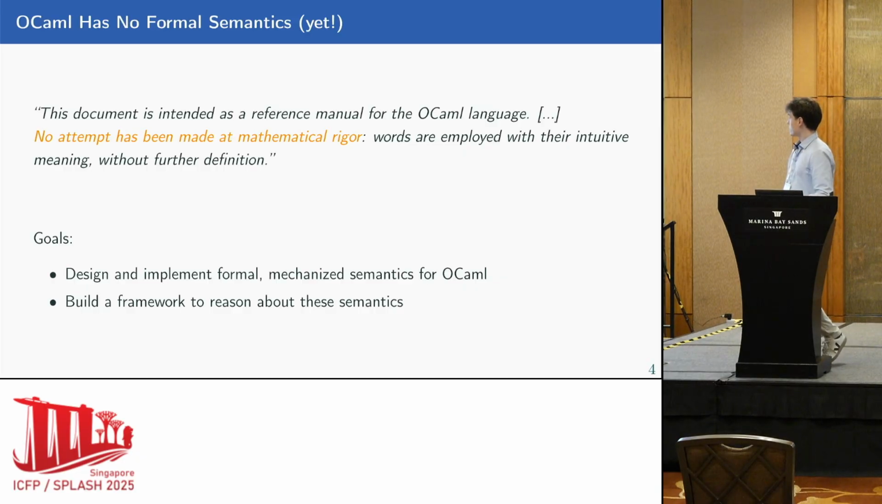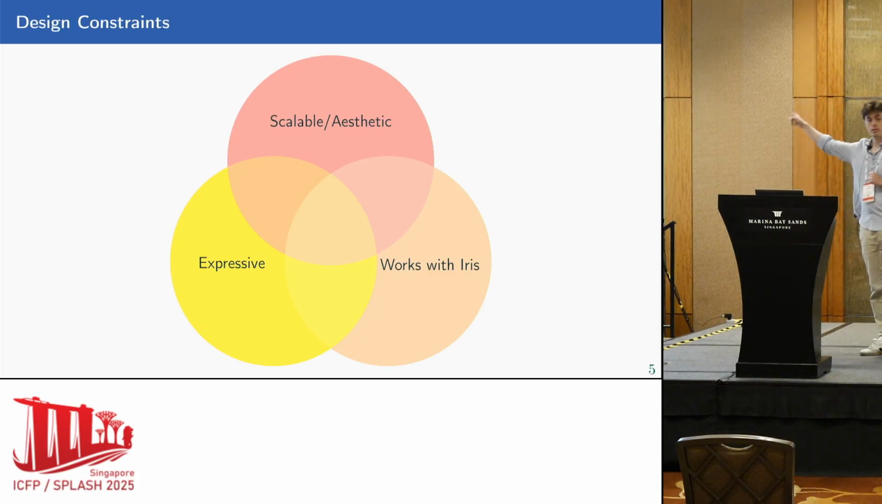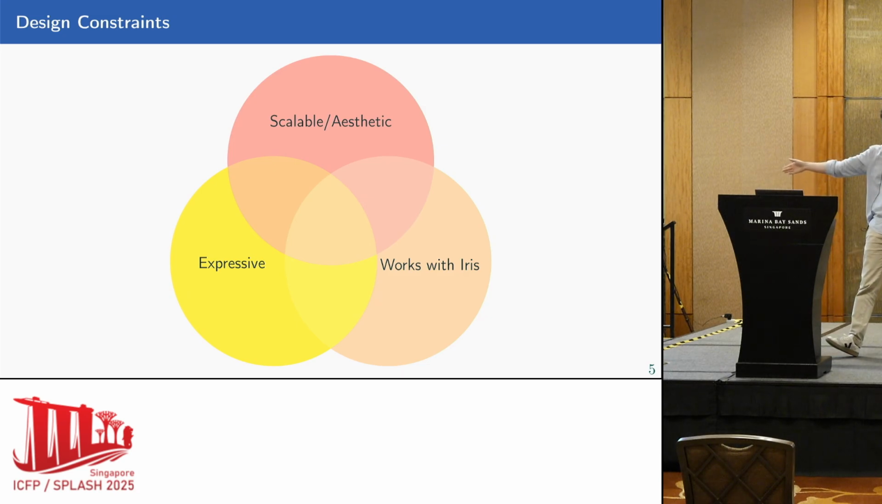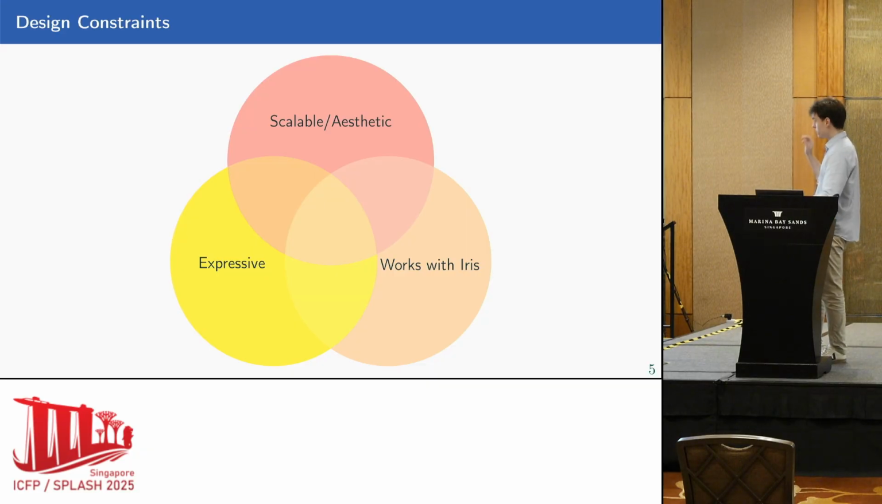So I talked about some design constraints. Specifically, we need to satisfy these three goals. The bottom two are imperative. We need a semantic model that's expressive enough for us to model everything we want to model. Specifically, I'm thinking of effect handlers and concurrency. We need it to work with Iris in order to write our proofs. But then because OCaml is a rich language, we really want a semantic style that scales. That's what I mean by aesthetic, something that's modular, something that composes. We want to be able to define all of the constructs of the language independently and then stick them all together. So we want to be square in the middle here.